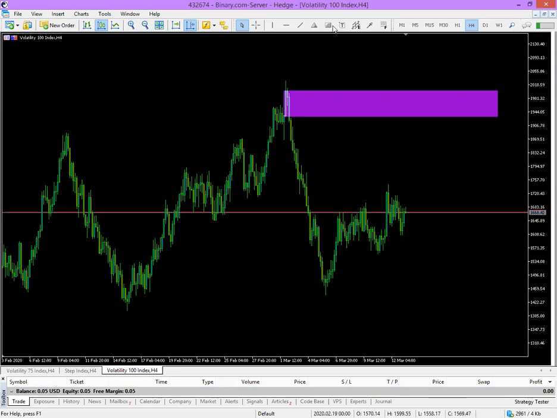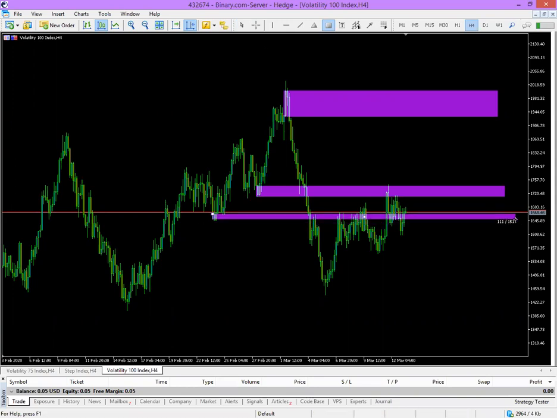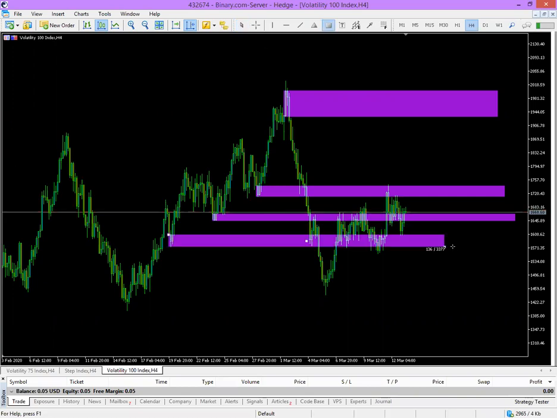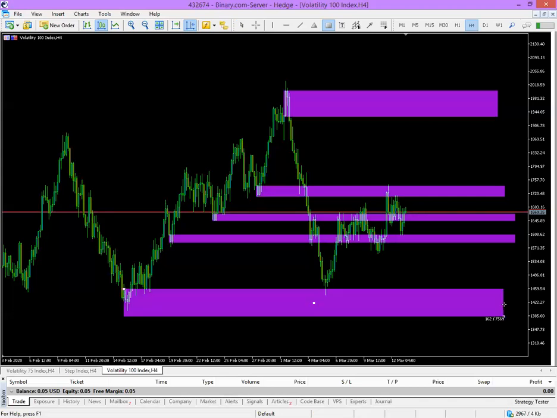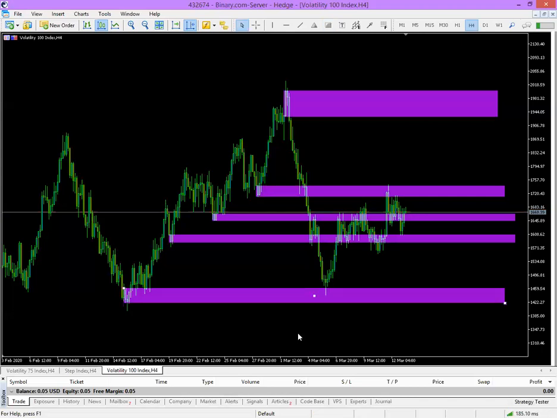So again, yeah, it's a bullish order block. Let's use this one, bullish order block. Coming down here, this one, bullish order block. Then bearish order block.